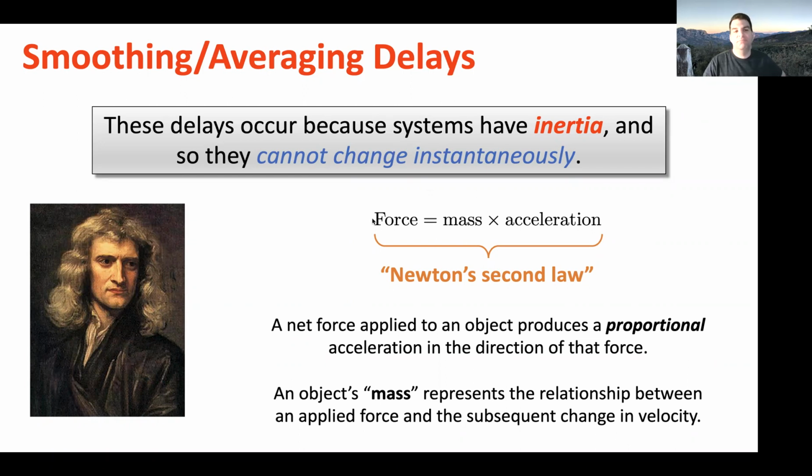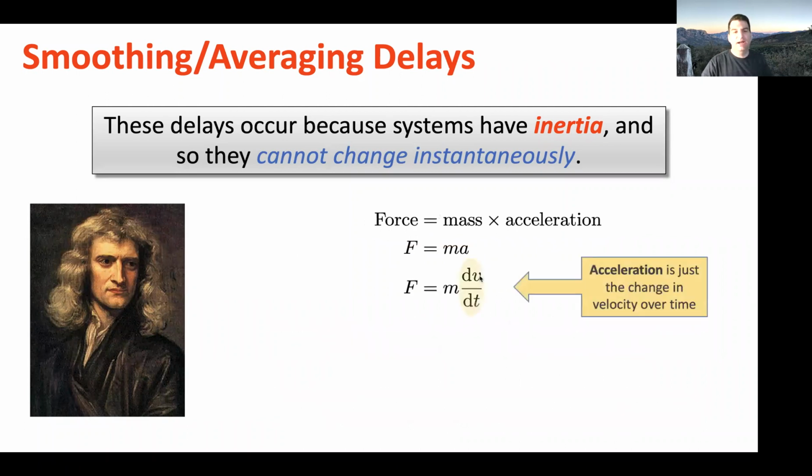If you view the force as an input and the acceleration as an output, then this mass represents that large forces may produce small changes in acceleration if the objects have large mass. And that is going to create a large smoothing delay or averaging delay. And just to make a point of that, F equals ma, that's Newton's second law. If you remember, acceleration is just the rate of change in velocity over time. So this is just another way to write F equals ma.